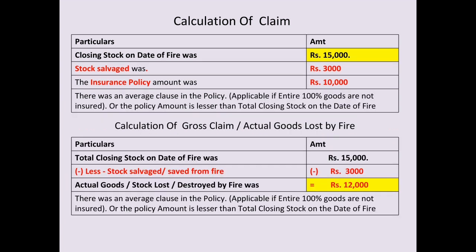Now let us calculate the gross claim. The total closing stock on the date of fire was 15,000. Let us deduct the salvage, or the goods saved from the fire, which is 3,000. So the actual goods destroyed by fire is 12,000. Now considering that the policy amount is lesser, only 10,000, and the closing stock on the date of fire was 15,000, there is application of average clause as the entire goods, or 100% goods, is not insured. So though the actual goods destroyed is 12,000, we won't be getting the 12,000 claim.